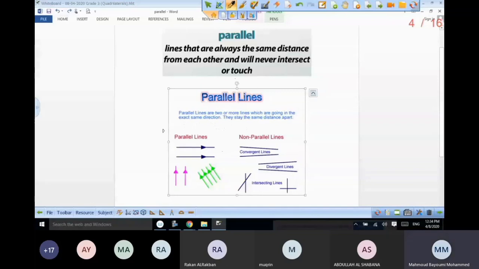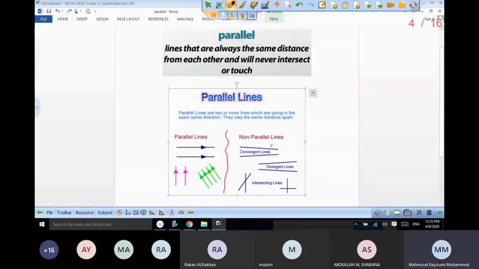Now look at the difference between parallel lines and non-parallel lines. You see the parallel lines which are always the same distance from each other and will never intersect. If you extend each one in any direction, they will not cross each other. They will not intersect or touch. These are types of parallel lines. These are types of non-parallel lines.